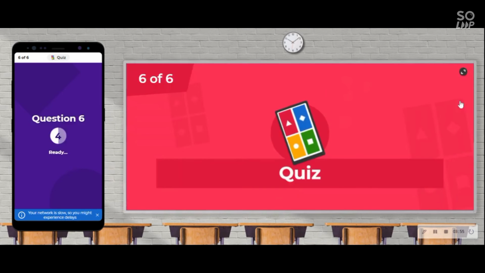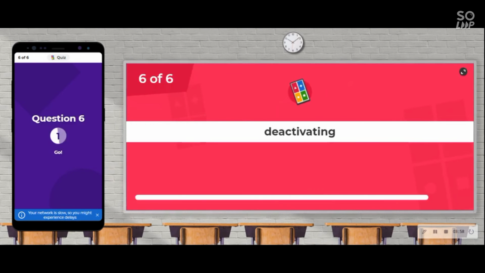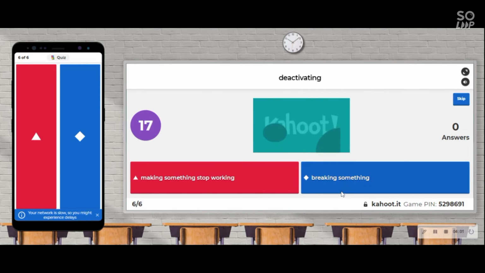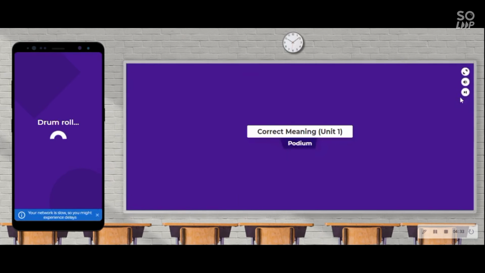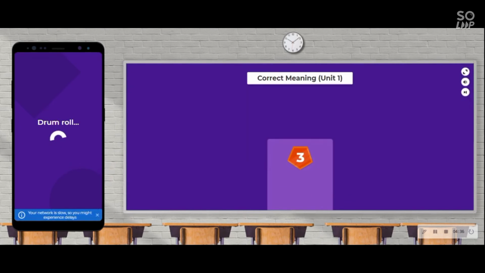and last question. Deactivating. What is the meaning of deactivating? Is it pressing something or making something stop working? The answer is making something stop working. That is what deactivating means in the text, as already written there. So this is making something stop working. So when you deactivate social networking sites, it means that you will not use them anymore. So guys, that is how it goes.